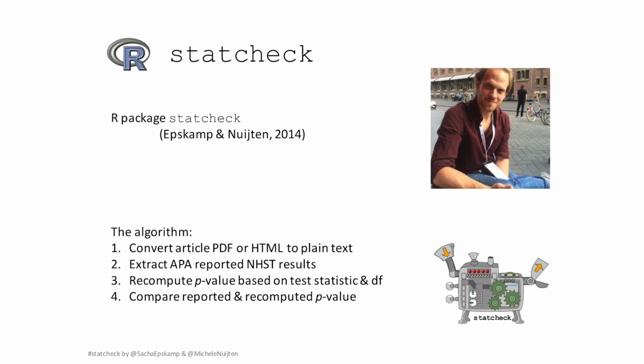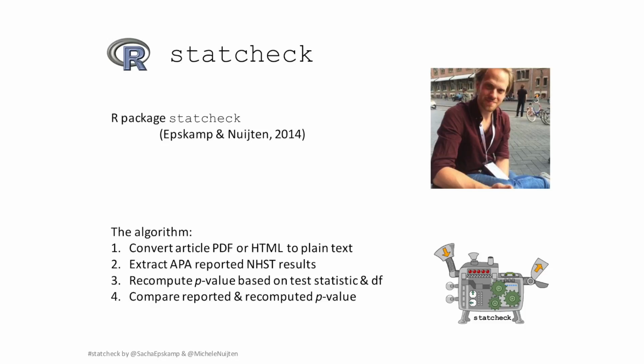And statcheck is actually a quite simple algorithm. It consists of 4 steps. The first step is that you want to convert an article that is usually in PDF or in HTML to plain text. Once you've done that, you're going to extract APA-reported null hypothesis significance testing results.